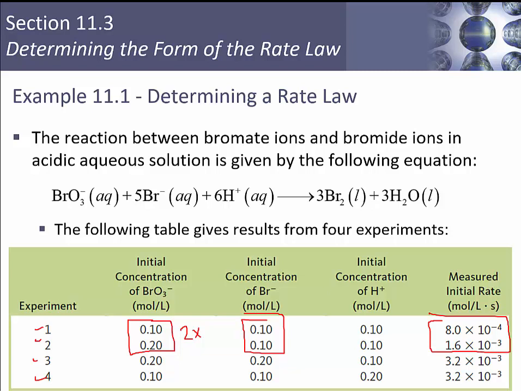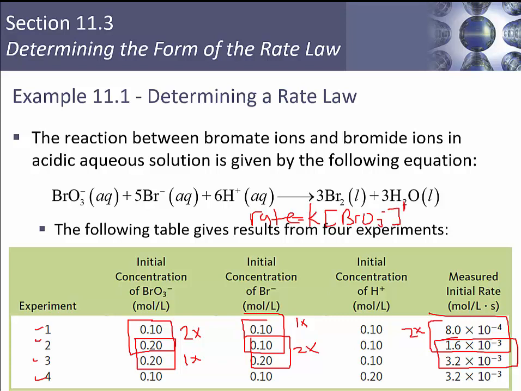And then if we look at experiments 2 and 3, between here, this stayed the same, and this doubled. And what happened to the rate between here and here? Between our 1st and our 2nd experiment, our rate doubled. So we know that this is going to be 1st order with respect to the bromate. It's going to be rate equals K times the bromate. And we said that this is going to be 1st order.